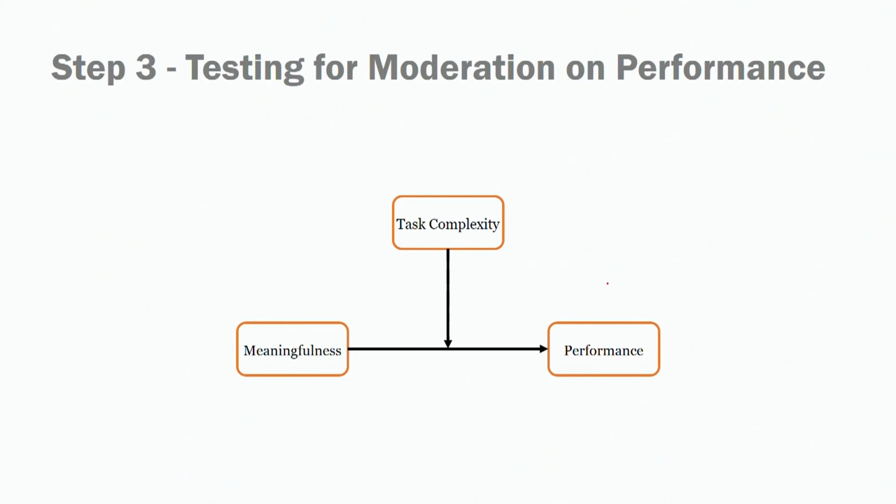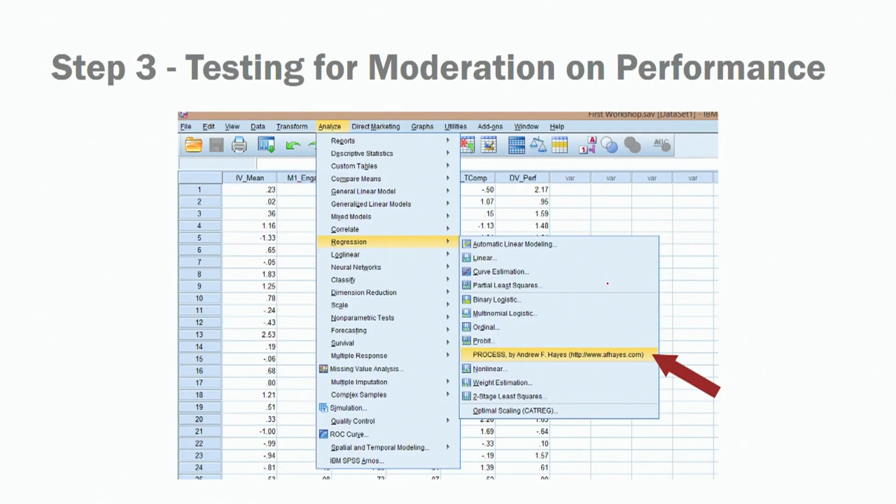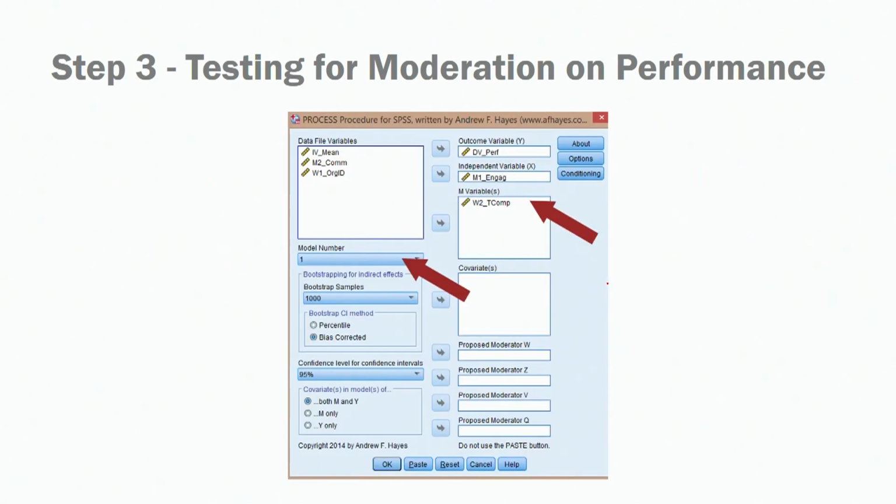And now we have our test, our step 3, in which we are conducting a different moderation test. And we are looking for the interactive effects of meaningfulness and the task complexity on performance. And it's pretty similar to what we just did in our step 2. The only difference is that we are changing our outcome variable. Now we have performance as our outcome.